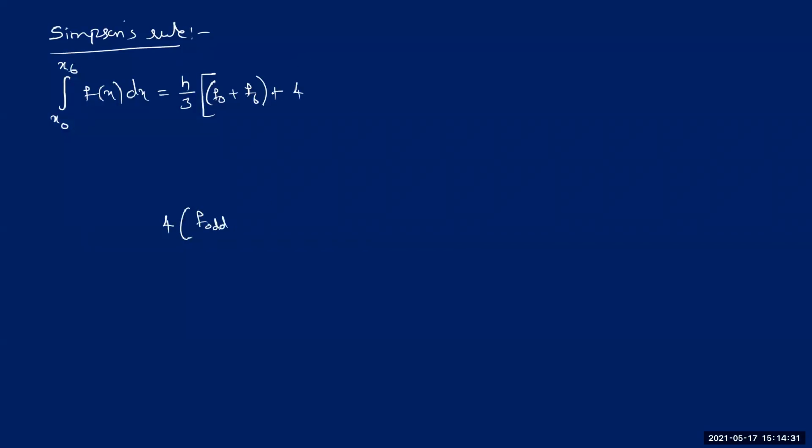So we'll get them like this, you see, 4 times f1, f3, f5. But see, f7 is not there in the formula, right? I mean, in the data, f7 is not there. So we'll only stop up to here, plus 2 times.